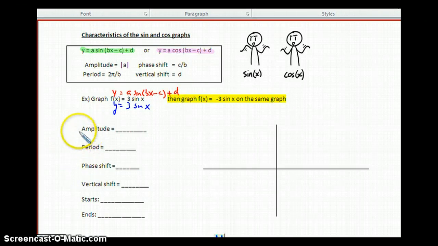And then the next thing I'll do is list the formulas off to the side here. The amplitude is given to me up here, it's the absolute value of A. The period is 2 pi divided by B. Phase shift is C divided by B. And the vertical shift is D. So if I find those four things, then I can start to graph it. To be able to find those things, I need to know what A, B, C, and D are.